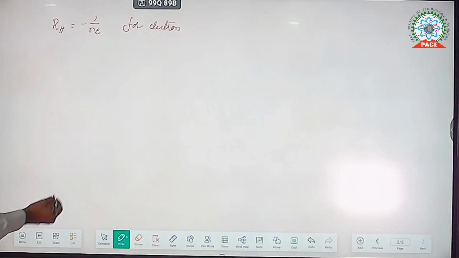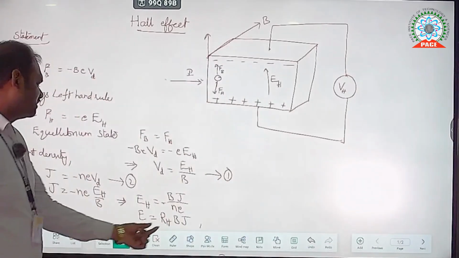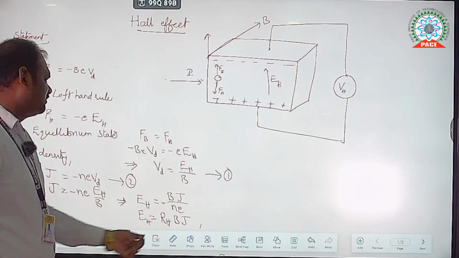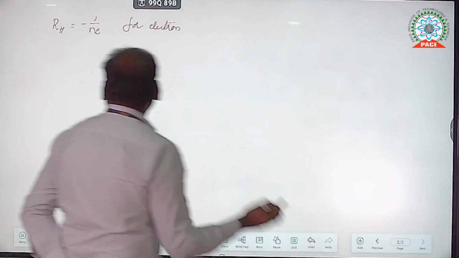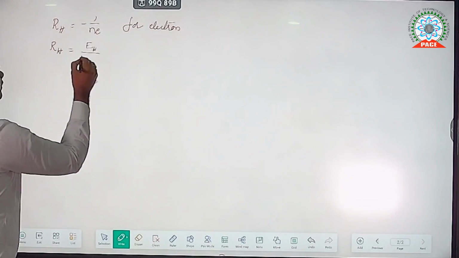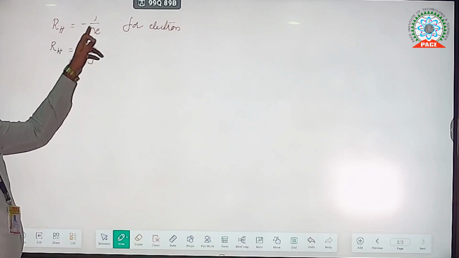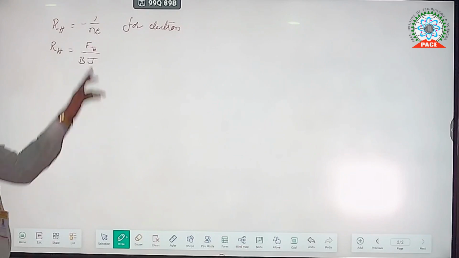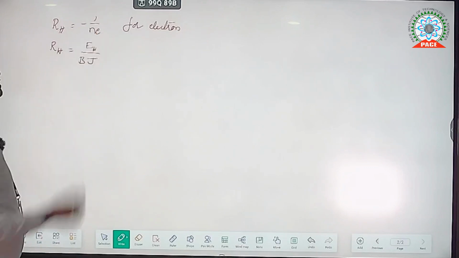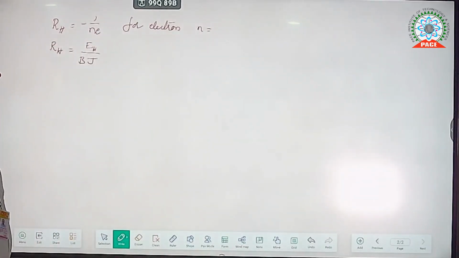So, what is RH? From that equation, RH is equal to EH by BJ. Now, this RH is equal to minus 1 by n e in terms of carrier concentration small n. This is for electrons. Here n is the concentration of the electrons in the semiconductor.